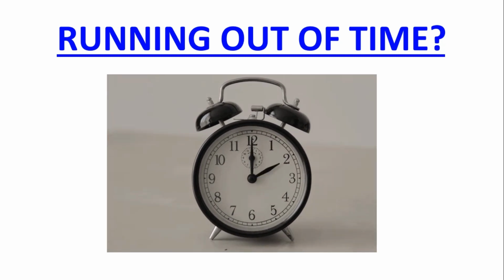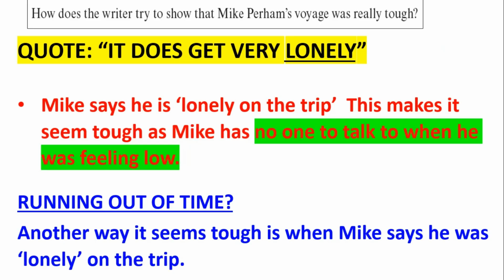Okay, really important point. If you're running out of time, I told you need to try and do 7 to 10 quotes. But if your 13 minutes are up and you've only done 1 or 2 quotes, forget the final part of the PEE. So what I mean by that is, if the quote is he does get lonely, my PEE could be, if I have enough time, I could write, Mike says he is lonely on the trip. This makes it seem tough as Mike has no one to talk to when he's feeling low.